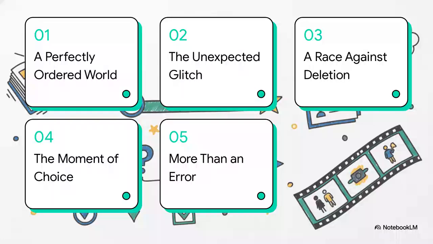So here's our game plan. We're going to walk through the 5 key story beats. We'll start with the setup, follow the chaos, and land at the resolution, seeing how each piece builds on the last to create this really satisfying story arc.